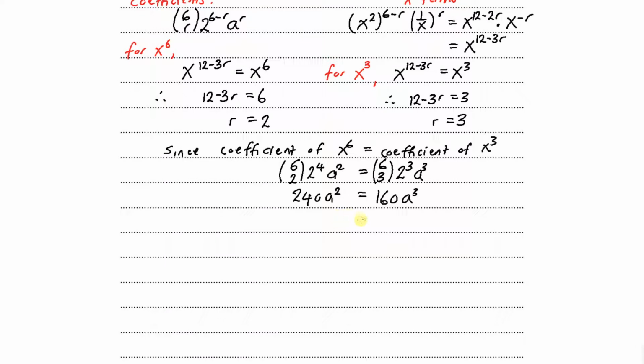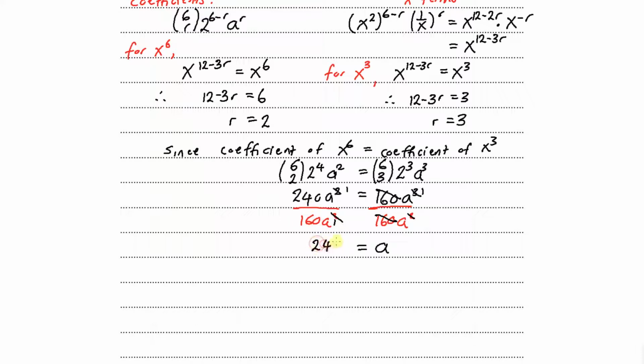So I can now solve for a. And how I'm going to do that is I will divide both sides by 160 a squared. So that means that here on the right side, the 160 and the 160 will cancel. And if we divide a squared into a cubed, we get a to the power of 1. And on the left side, I can divide a squared into a squared, and we get 1. And 240 over 160 is what remains.